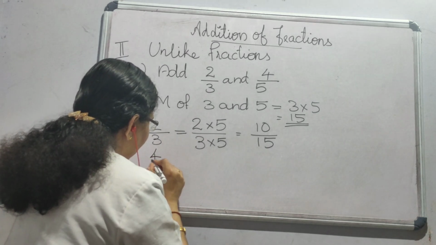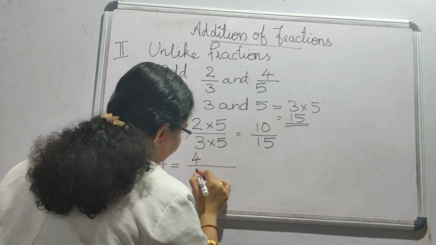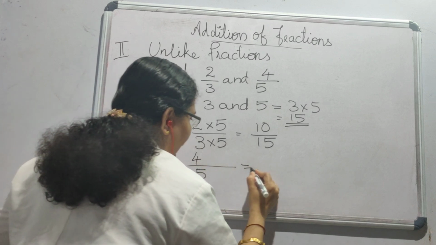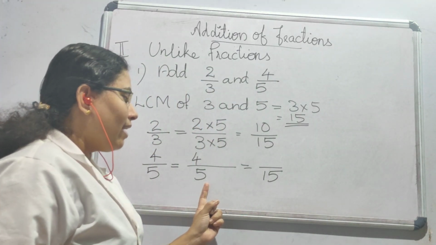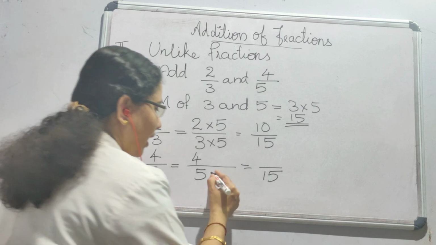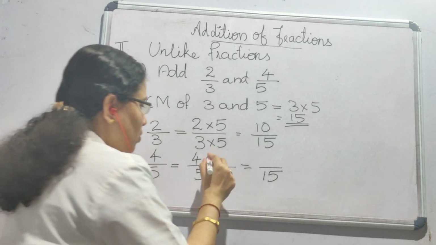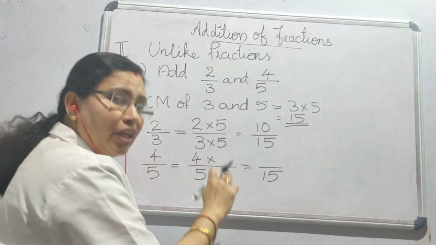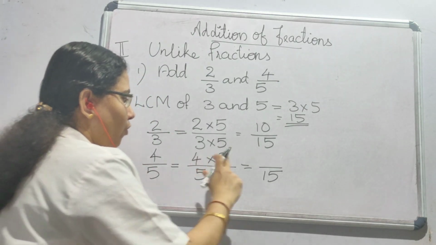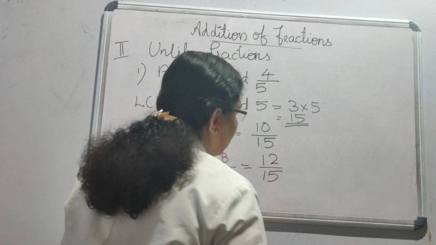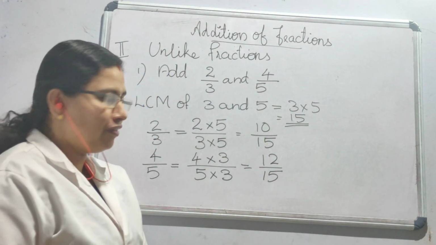Now the second fraction, 4 by 5. Okay. So 4 by 5 is the fraction. I have to get the denominator 15 here. 5 is the number. I have to get 15, so I have to multiply it by 3. 5 3s are 15. So if I multiply by 3 in the denominator, the same number I have to multiply in the numerator also. So 4 3s are 12. So the numbers I have got are 10 by 15 and 12 by 15.